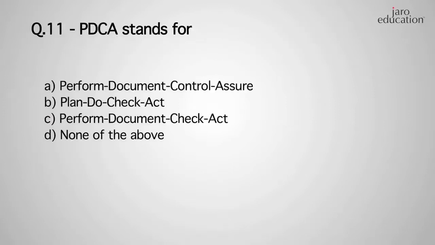We saw the PDCA cycle. What does PDCA stand for? Does it stand for A, perform, document, control, and assure? Does it stand for plan, do, check, and act? Or does it stand for perform, document, check, and act? Or is it none of the above? Well, it does stand for plan, do, check, and act. It's there in the diagram that we had discussed earlier. So the answer to this question is B. PDCA stands for plan, do, check, and act.